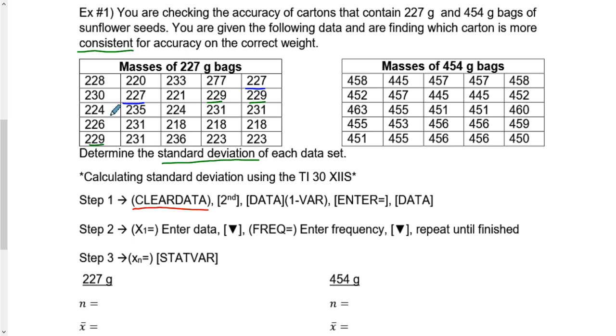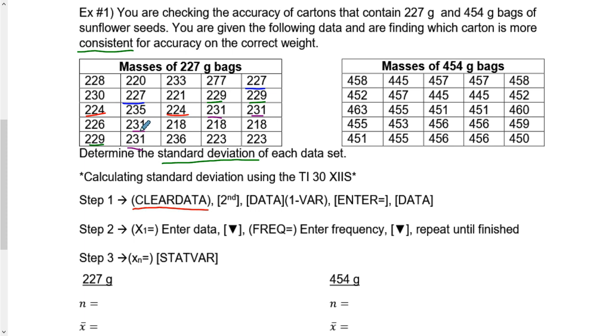And I can go 224. I see there's 2 of them. Great. I can leave 2. Then I press my down arrow. I have 223, or 231. When I press down, there's 4 of them. 1, 2, 3, 4. Now I'm keeping in mind what I've actually pressed in, because the next one I'm going to have to put in is the 226. I only see that there's 1 of them, so I'm going to leave the frequency as 1.